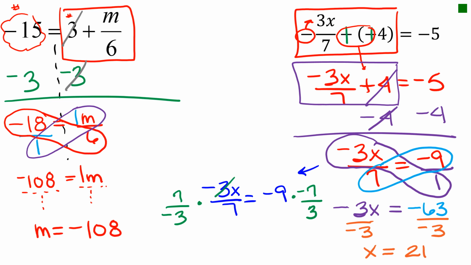Over here to check, the 3's cancel, the 7's cancel, the negatives cancel. All you have left is x. Over here, negative 9 times negative 7 is 63. 63 divided by 3 is 21. So you get the same answer. Just wanted to give you a different option of which way to go with that. So, two-step equations, easy peasy, move, divide. That's it.